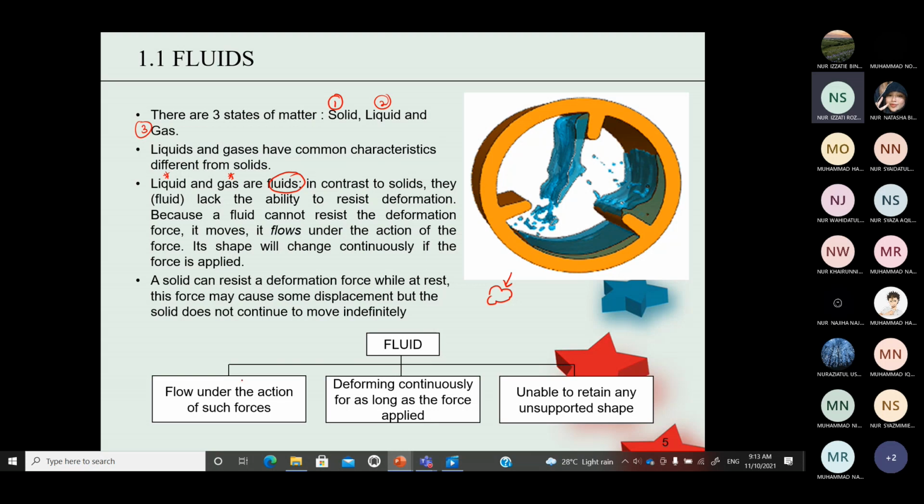All right. So this is the summary of the properties of the fluid. It will flow under the action of such force. For example, this one. It will deform continuously for as long as the force is applied. If the force applied means this pipe keeps rotating, then it will deform continuously. The shape will change continuously. The fluid is also unable to retain any unsupported shape.